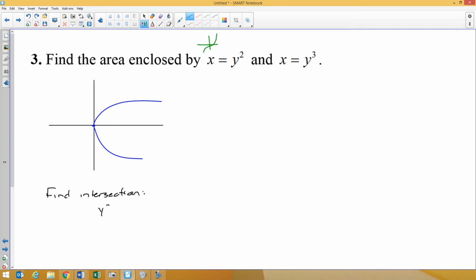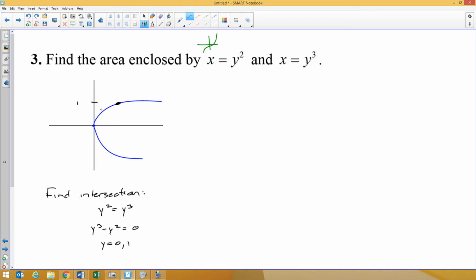So I'm going to start by setting y squared equal to y cubed, and that would be y cubed minus y squared equals 0. You can factor that and solve. You will get y equals 0 and 1. So I know they're going to intersect at y equals 1.